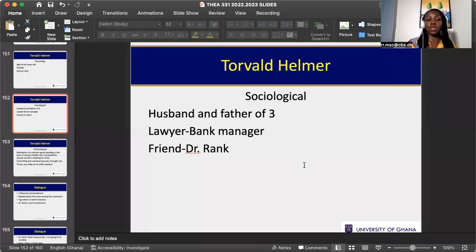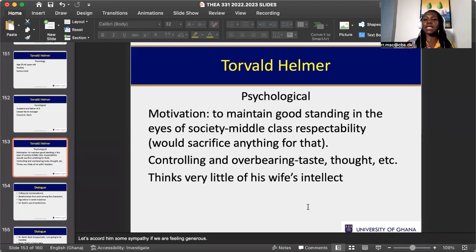He has a friend. His only friend is Dr. Rank, and they could stay there in his study for hours talking. And then he also has a boss-employees relationship because he has taken over the bank as manager. And then his psychological aspects. We know that his motivation is to maintain a good standing in the eyes of society, maintaining that middle class respectability, and he would sacrifice anything for that.